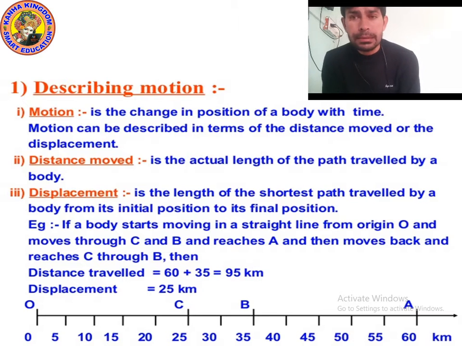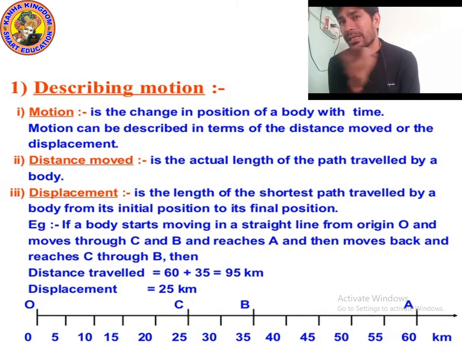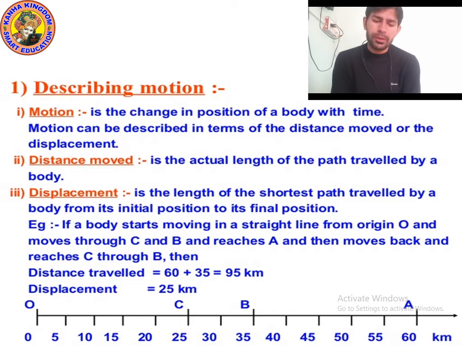Speed is also a scalar quantity. Mass is also a scalar quantity. So they have magnitude. Speed has a magnitude, mass has a magnitude. Magnitude means numerical value. Mass does not have any direction. But all the vector quantities have magnitude as well as direction.